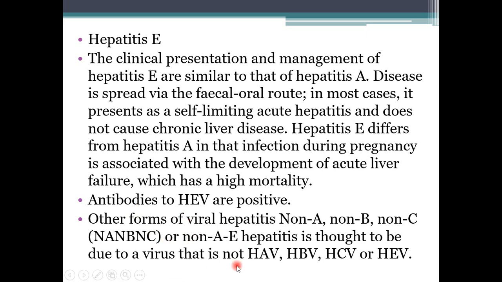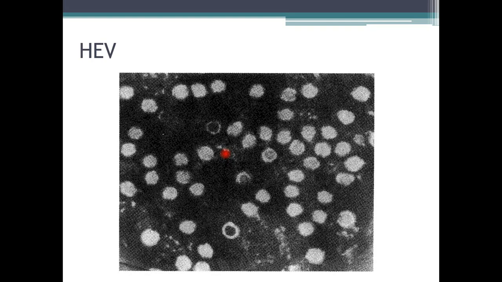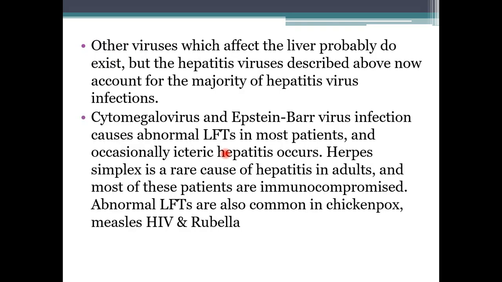Other forms of viral hepatitis غير ال E وال A وال C وال D وال B هو ال non-A, non-B, non-C أو non-A to E hepatitis, thought to be due to viruses that are not HAV, not HBV, not HCV and not HEV. Other viruses which affect the liver probably do exist, but the hepatitis viruses described above now account for the majority of hepatitis. إذا majority of viral hepatitis هي اللي حكينا عليها.